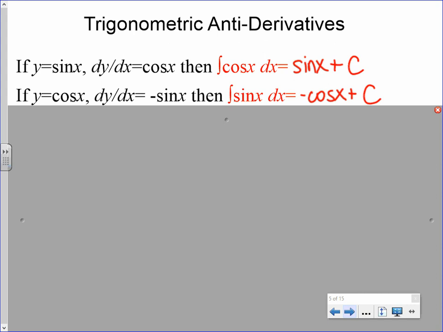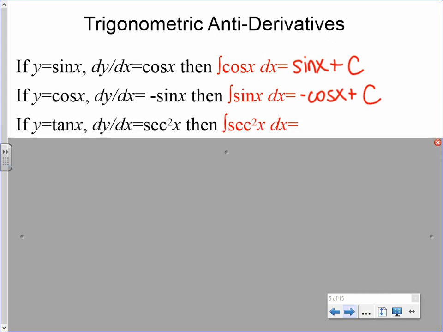CJ, what's the derivative of tangent? Secant squared. Derivative of tangent is secant squared x. So if we want the antiderivative of secant squared x, that would be tangent of x.